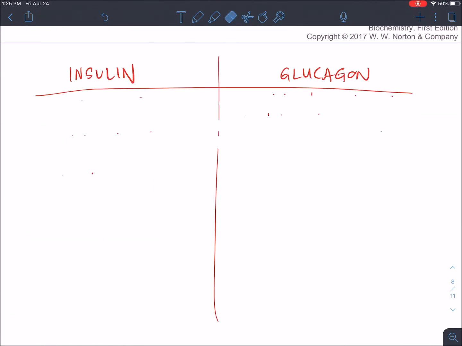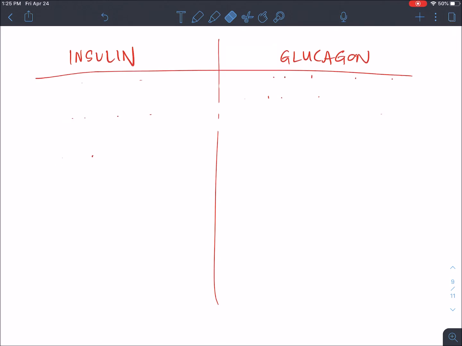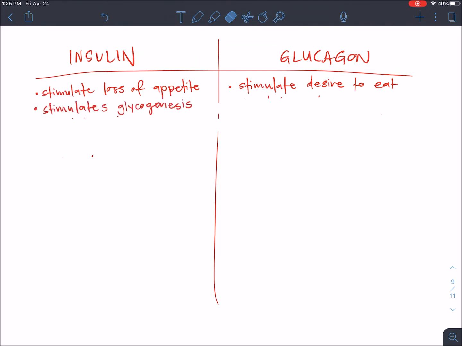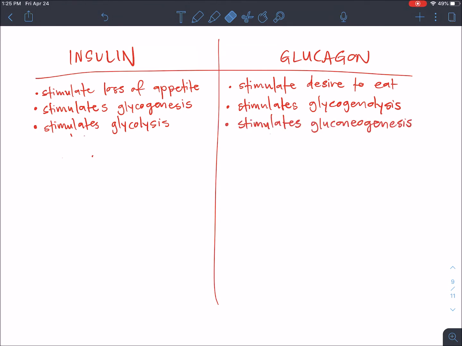Alright, so just to recap, insulin stimulates a loss of appetite while glucagon stimulates the desire to eat. Insulin stimulates glycogenesis while glucagon stimulates glycogenolysis. Insulin stimulates glycolysis while glucagon stimulates gluconeogenesis. Insulin stimulates fatty acid synthesis and triacylglyceride storage, while glucagon stimulates the opposite, fatty acid and triacylglyceride breakdown.